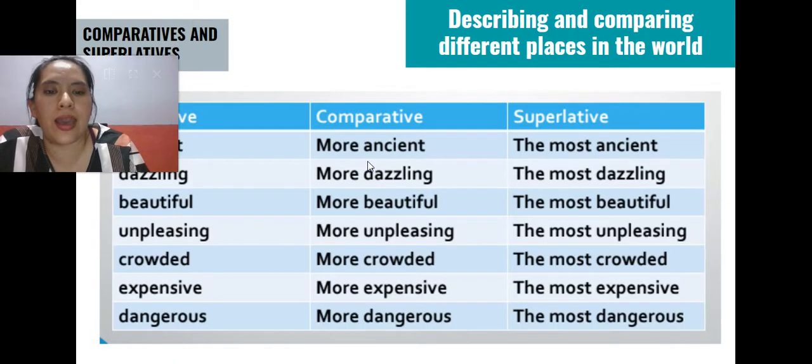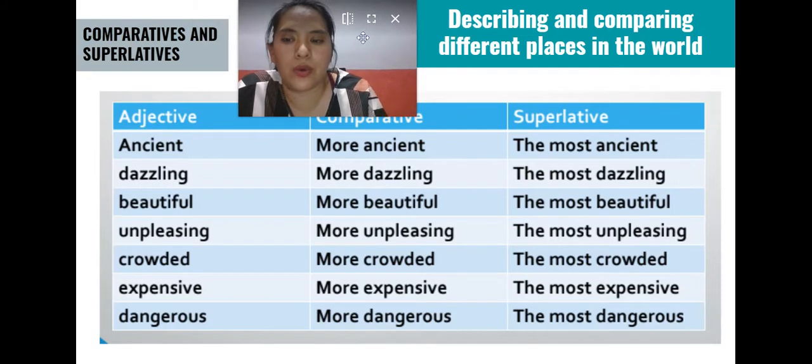And when we have long adjectives, we are using another particle, and the particle is the most. In the case of the superlative, remember that in the case of the comparative, we are using more. More ancient, the most ancient. More dazzling, the most dazzling. More beautiful, the most beautiful. More unpleasing, the most unpleasing. More crowded, the most crowded. More expensive, the most expensive. More dangerous, the most dangerous. You see?